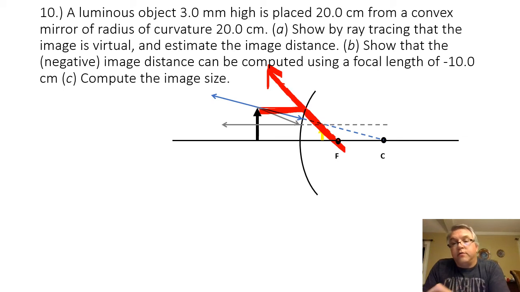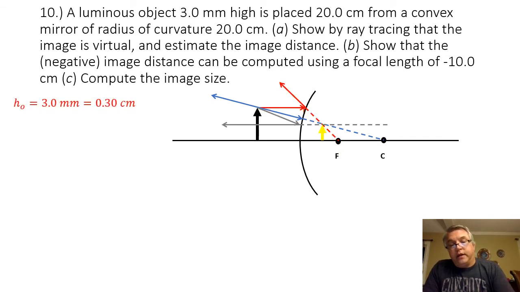Now, the reflected ray doesn't actually go through the focal point because the focal point is behind the mirror. And remember, light doesn't pass through a mirror. That's the whole purpose of a mirror. It's to reflect light, not let it pass through. So my reflected ray doesn't actually go through the focal point, but it's lined up with the focal point. So that is the first ray. My incident ray is parallel with the principal axis. The reflected ray is in line with the focal point.